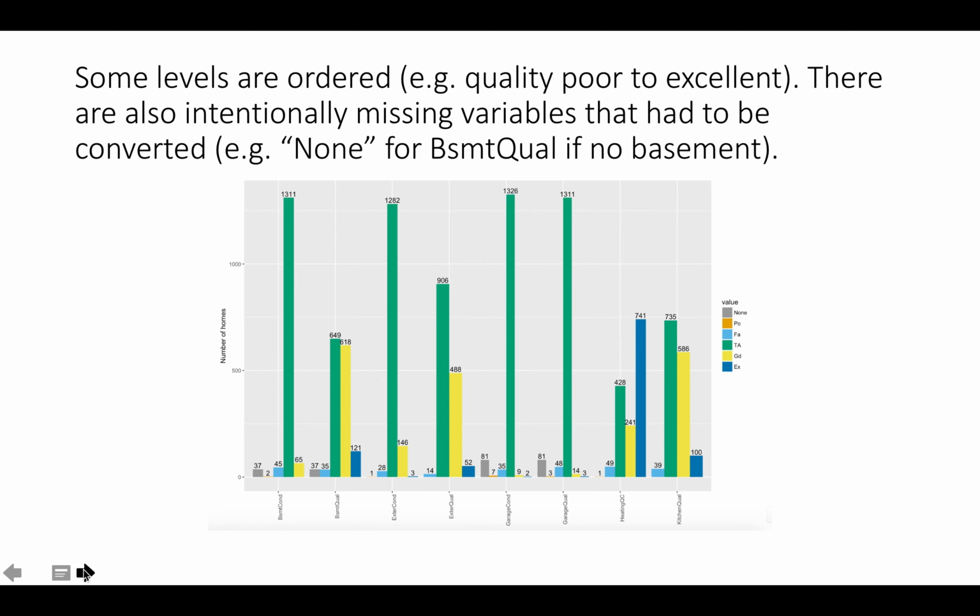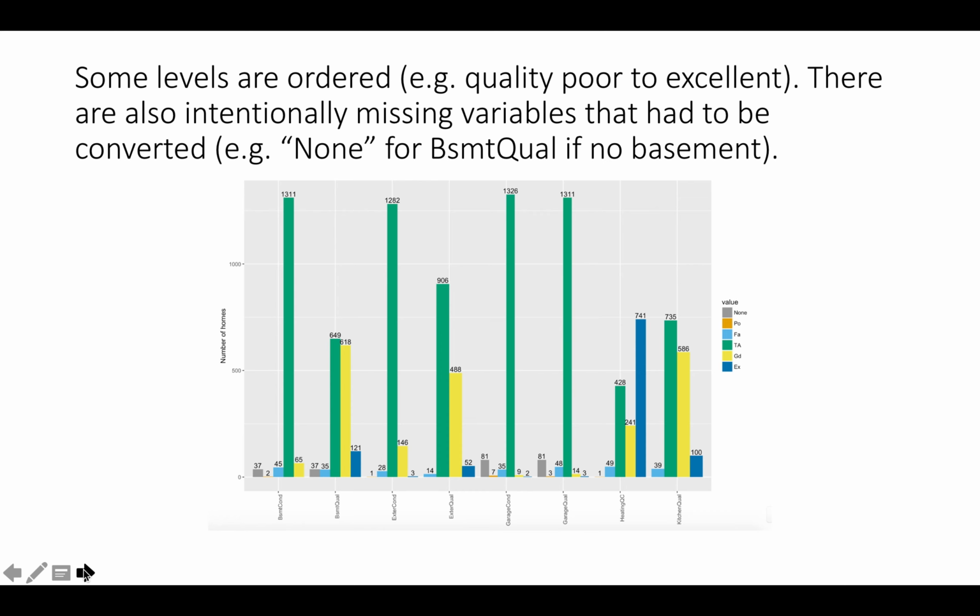Some of the levels are kind of nominal, but also have an order to them. They're not exactly numeric, but they're not exactly like regular nominal like a neighborhood would be either. So for example here, this is quality or condition from poor to excellent. You have poor, fair, average, good, and excellent.